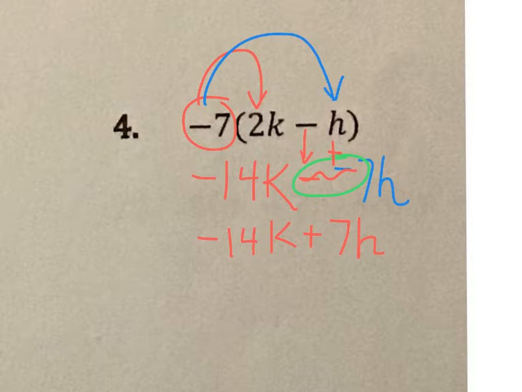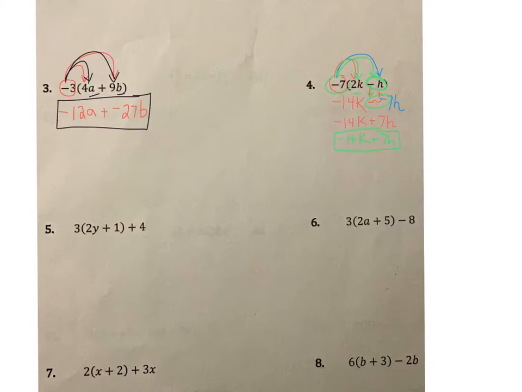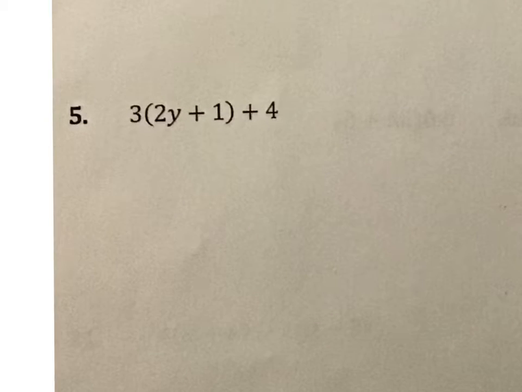Okay? You could also look at it as -7 times 2 is -14k, and -7 times a -h, negative times a negative, would be a positive 7h. So either way, that is the correct expression. You might bring down your sign and see the double negative, or you might think of this as a -h. I hope I didn't confuse you on that, but let's keep moving on here. If you have any questions, seriously, come and see me. We'll talk about it.